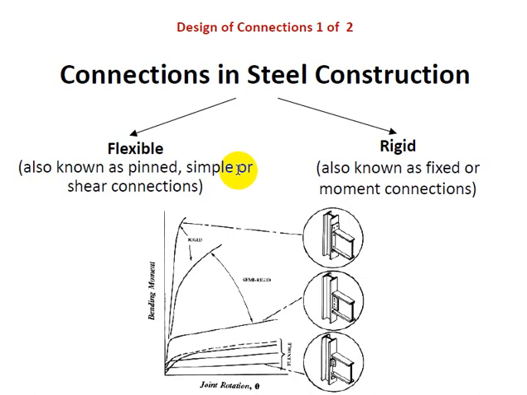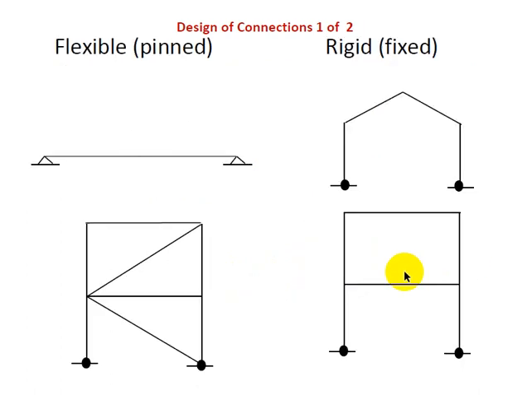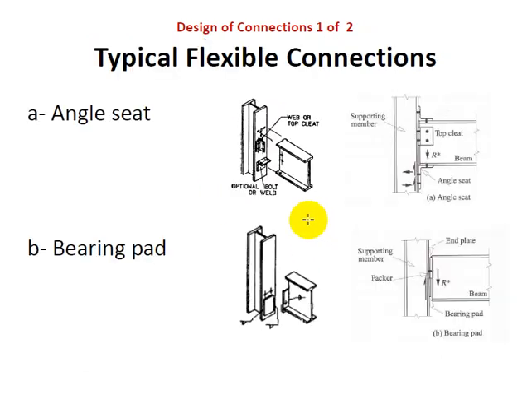And the rigid connection is the connection that's taking moment. We're going to discuss how we see the difference between the flexible and the rigid connection. So let's move on. The typical flexible connection is the angle seat, this is a type of angle seat you can see here.